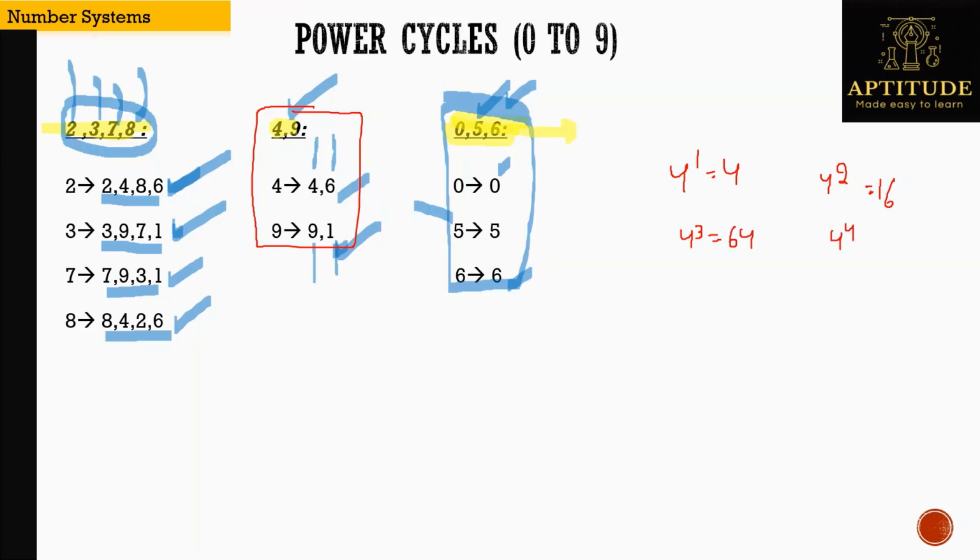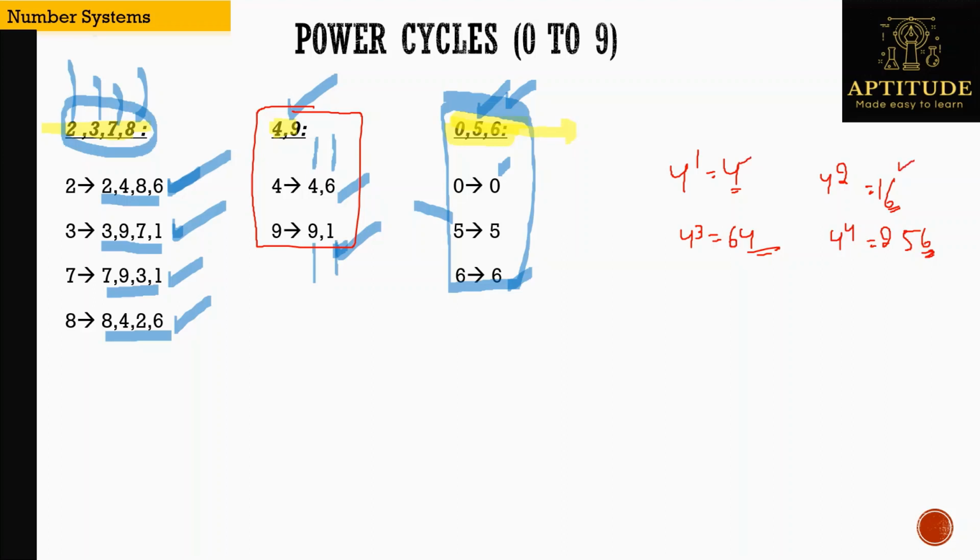Now 4 power 4 is nothing but 256. So I have written four values. Observe this one: 4 power 1 ends with 4, 4 square ends with 6, 4 cube ends with 4, 4 power 4 ends with 6. So if you observe here, 4 power anything always ends with either 4 or else 6.